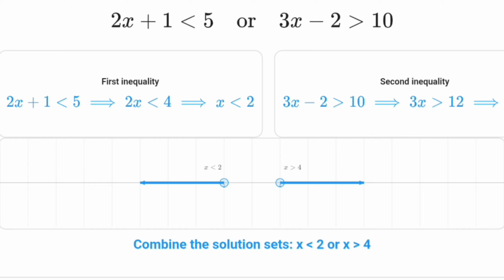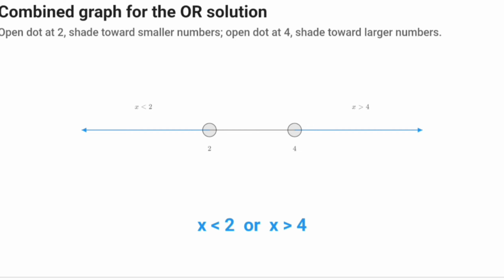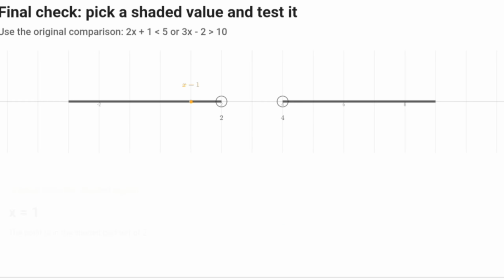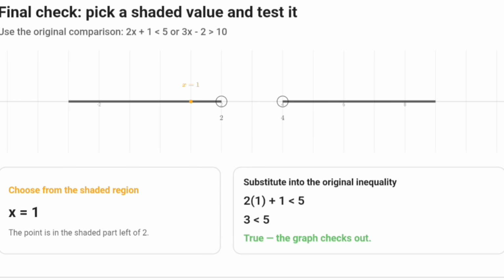Solving an or compound inequality means solving each inequality separately and then combining the two solution sets. For 2x + 1 < 5 or 3x - 2 > 10, the first inequality gives x < 2 and the second gives x > 4. The combined graph has an open dot at 2 with shading towards smaller numbers and an open dot at 4 with shading towards larger numbers. A useful final check is to choose a number from the shaded region and substitute it into the original inequality because a correct graph should make the original comparison true.